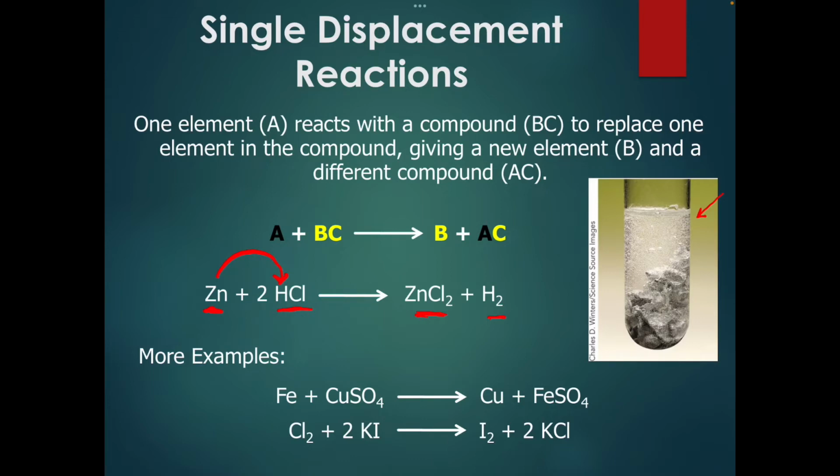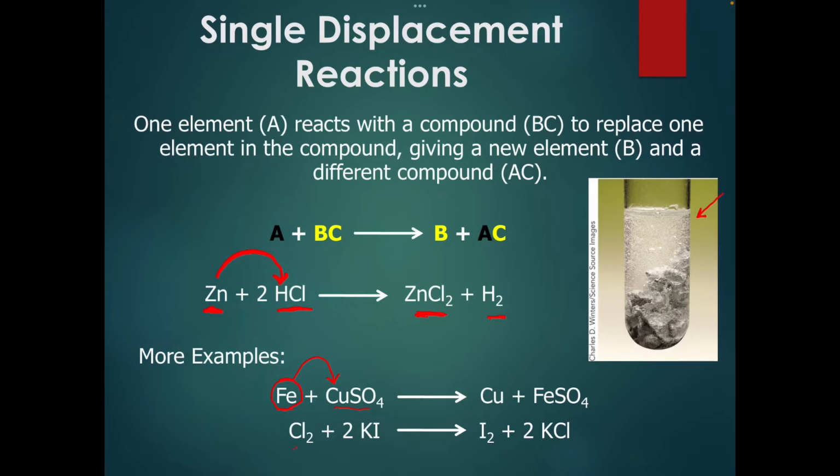So here's some more examples. So we have, again, an element and a compound. So this element, iron, is a metal, so it's going to kick out the copper. So then the copper will end up by itself and the iron will end up bonded to that sulfate.